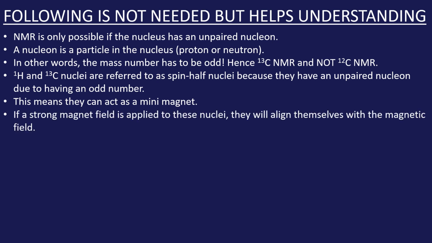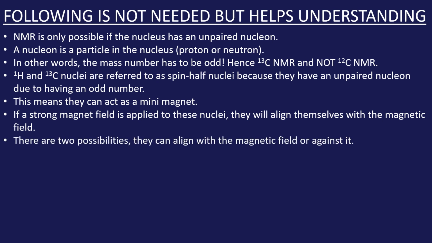Now, if you apply a strong magnetic field, the nuclei will align themselves within this magnetic field. And there's two possibilities. They can either line up with the magnetic field or against the magnetic field. So what I mean by this is, if we apply a magnetic field in this direction, then the nucleon will either align with it as a mini magnet, or it will align against it. Now the first one, with it, is known as low energy, and the one against it is known as high energy.